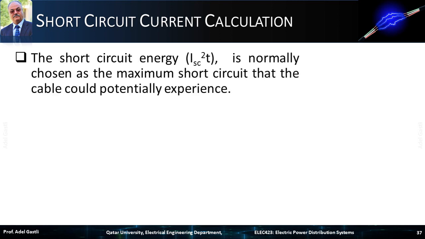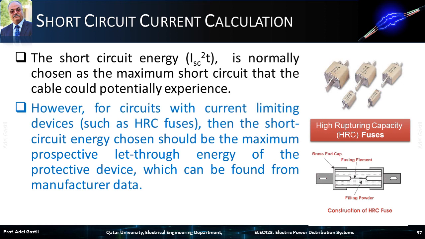The short circuit energy is normally chosen as the maximum short circuit that the cable could potentially experience. However, for circuits with current limiting devices, such as HRC fuses, the short circuit energy chosen should be the maximum prospective let-through energy of the protective device, which can be found from manufacturer data.